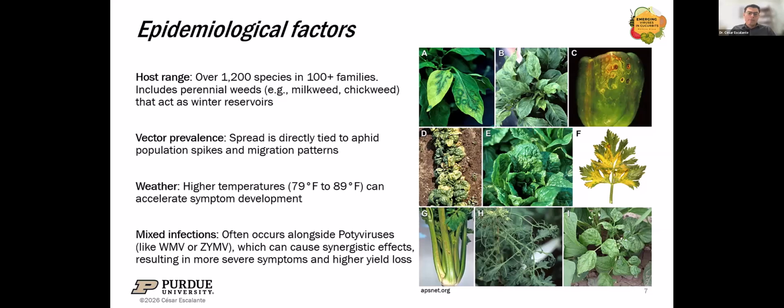CMV also often occurs in mixed infections. Carrie also mentioned that it's very common with viruses. When a plant has CMV plus another virus, a common combination found is CMV and watermelon mosaic virus. The symptoms are not just doubled, but can be magnified. That synergy leads to much faster plant decline and definitely a total yield collapse.